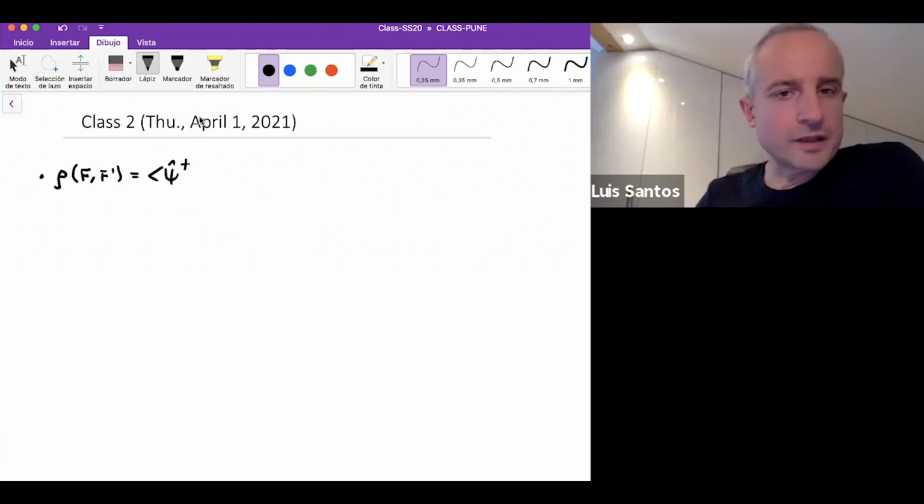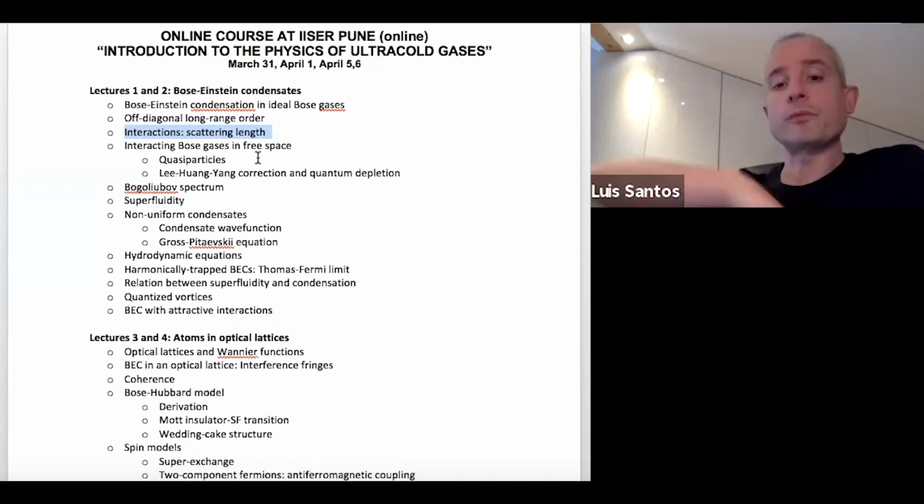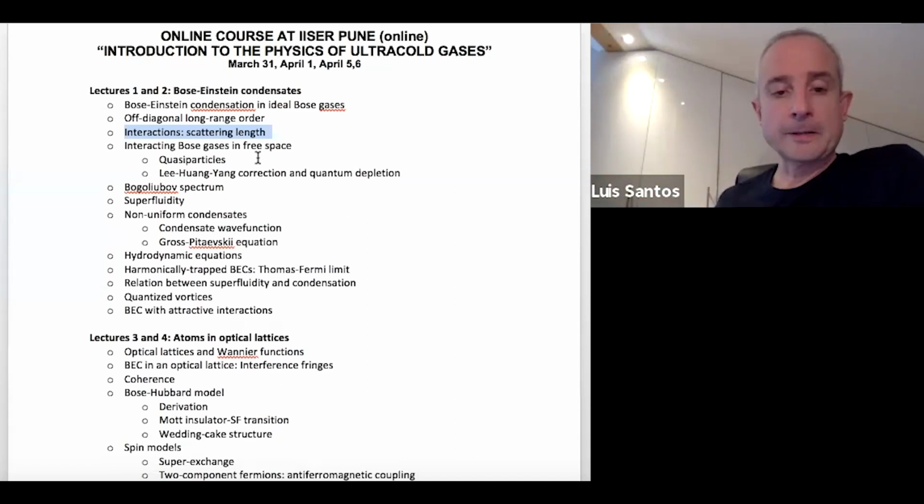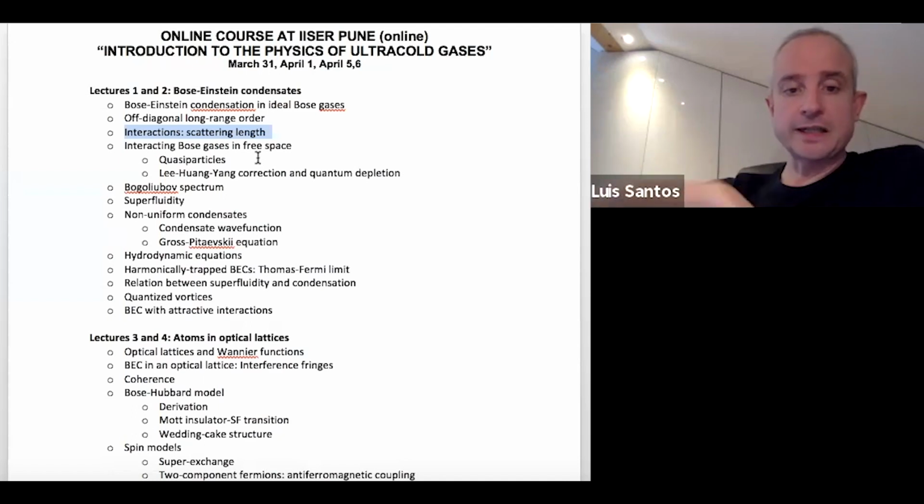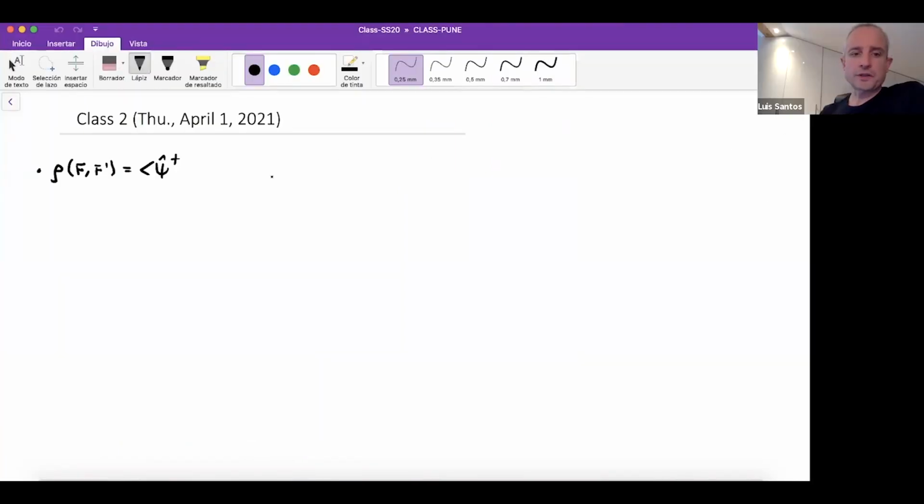So as I said, the lecture of yesterday was about condensates in uniform space. We introduced the idea of Bose-Einstein condensation in ideal gases, the idea of off-diagonal long-range order. We introduced interactions. And then we discussed the theory for a weakly interacting Bose gas in free space, and in particular, the idea of quasi-particles and the corresponding spectrum of quasi-particles, which is the Bogoliubov spectrum. Then we showed that it has this phonon branch and this quadratic branch, this single particle branch. And due to the presence of this phonon part of the spectrum, this linear part of the spectrum at small momentum, we saw a direct connection to the idea of superfluidity through what is called the Landau criterion. So today we want to have a look at what happens if the BEC is trapped.